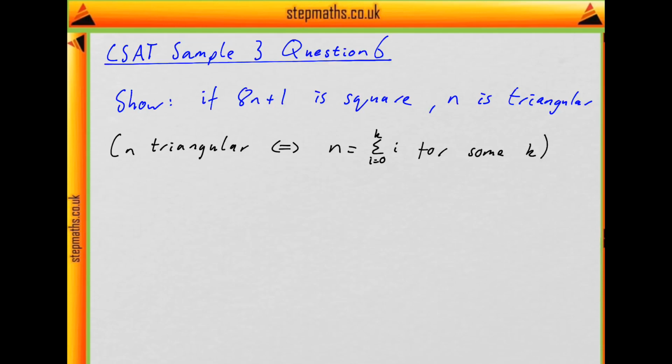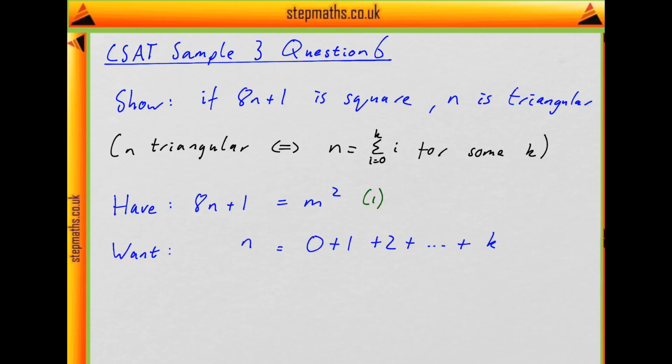Well, first let's think about what we're starting with and what we want to show. So we're starting with 8n plus 1 is a square number, and in general, when you see that, it's easiest to set it equal to m squared for some m, because then we can think about exactly what has to be true about m. And what do we want to get to? We want n to be triangular. I'll call this 1 so I can refer back to it later, and we'll work with n being triangular for now.